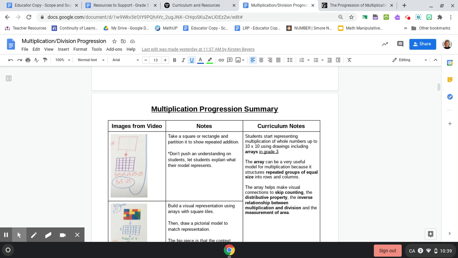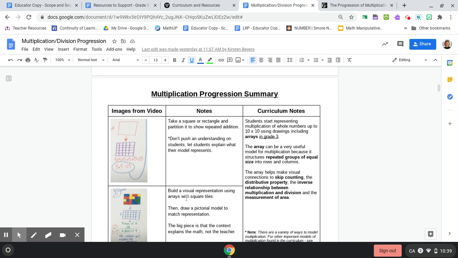Graham Fletcher's progression of multiplication supports the development of conceptual understanding of multiplication from concrete to representational to the abstract. Please note that this progression takes time. Graham Fletcher states it is important to point out that you do not want to push understanding on students, and that we let students explain what their models represent.